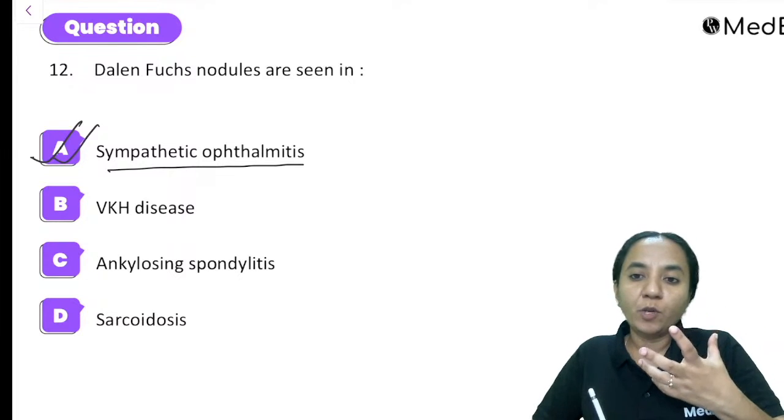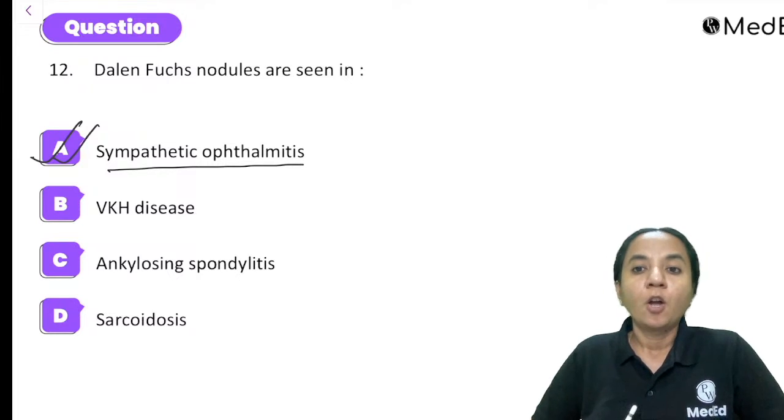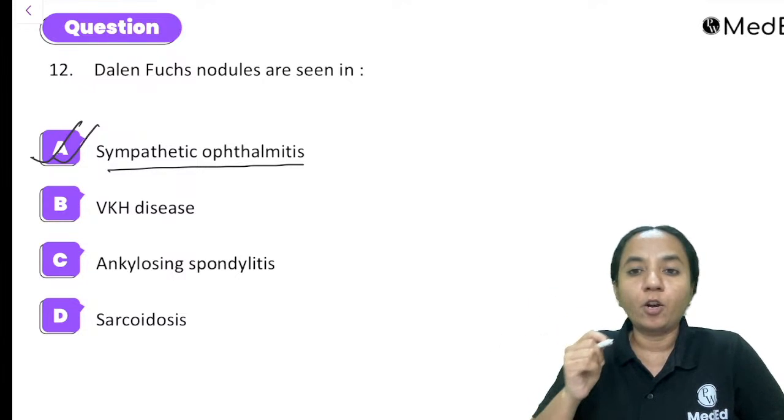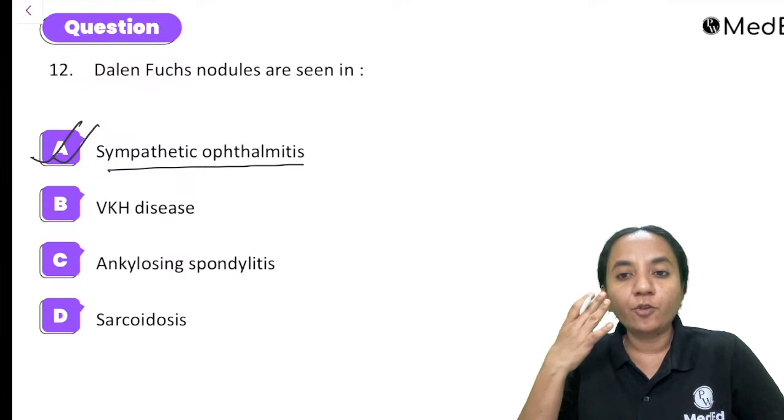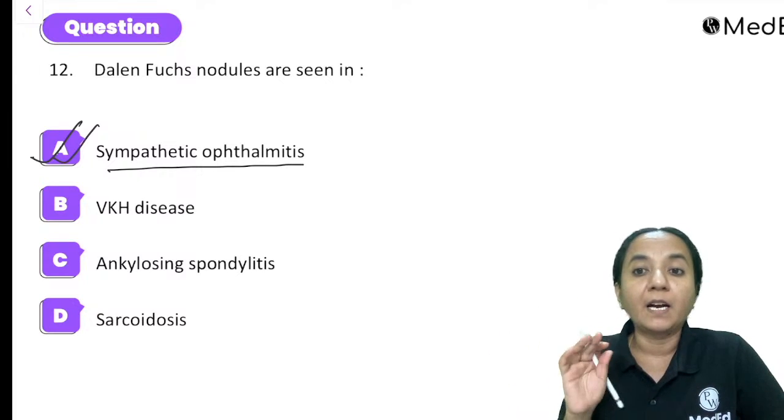Now, what are Dalen-Fuchs nodules? They are large granulomatous lesions in the choroid and they are typically described in sympathetic ophthalmia. What is sympathetic ophthalmia? Sympathetic ophthalmia means that there is a severe trauma to one eye, as a result of which a severe uveitis is developing in the other eye.